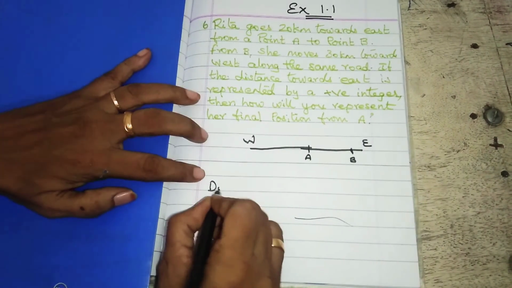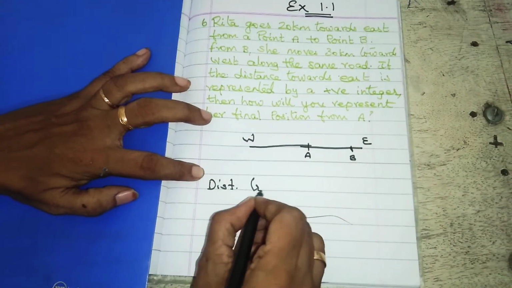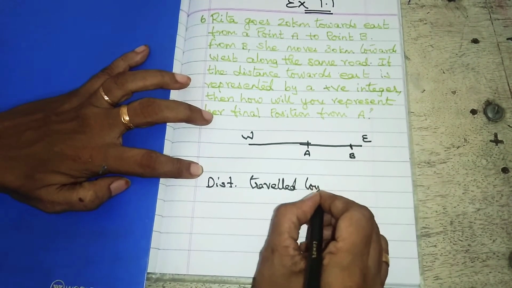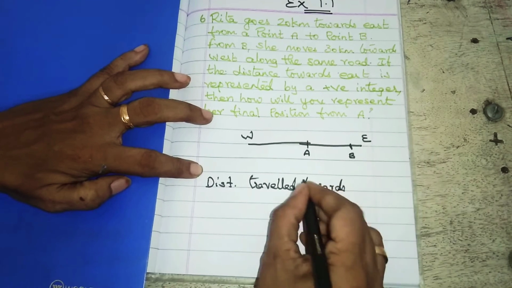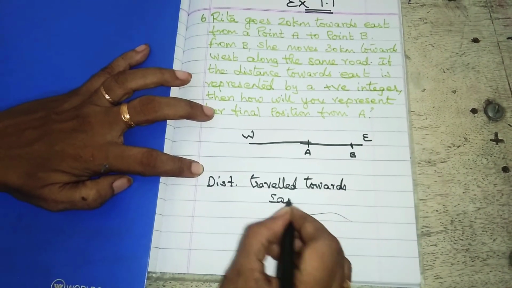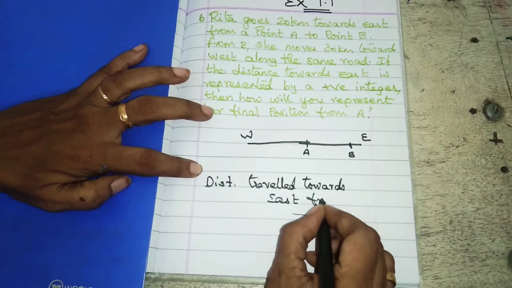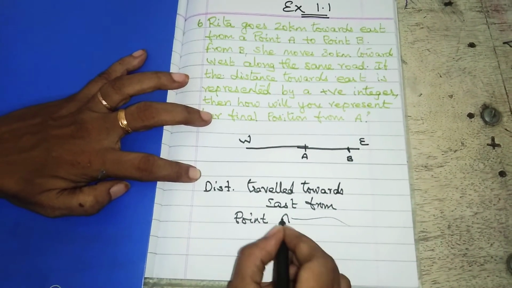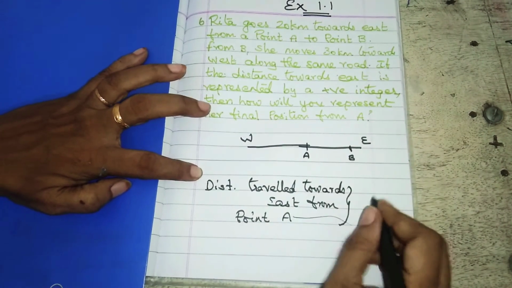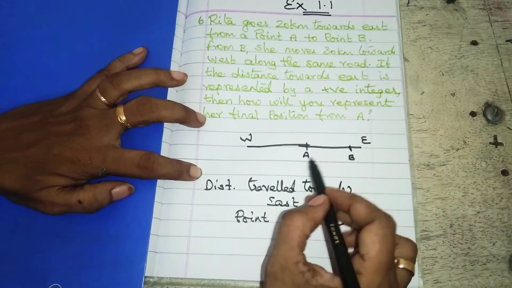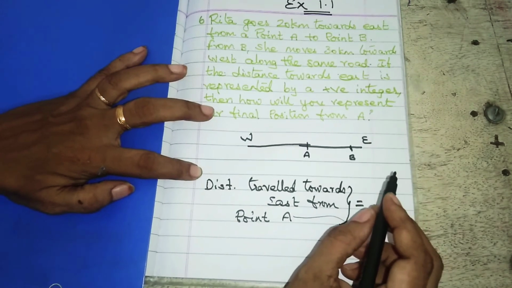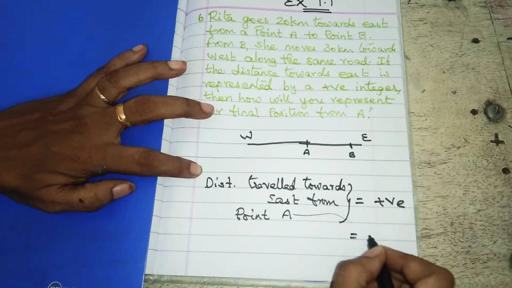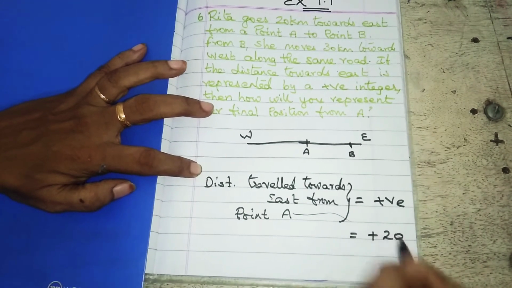So, distance travelled towards east from point A is indicated as positive. So what is the kilometer she is travelling? She is travelling 20 kilometers, which is positive. So you will write it as plus 20.